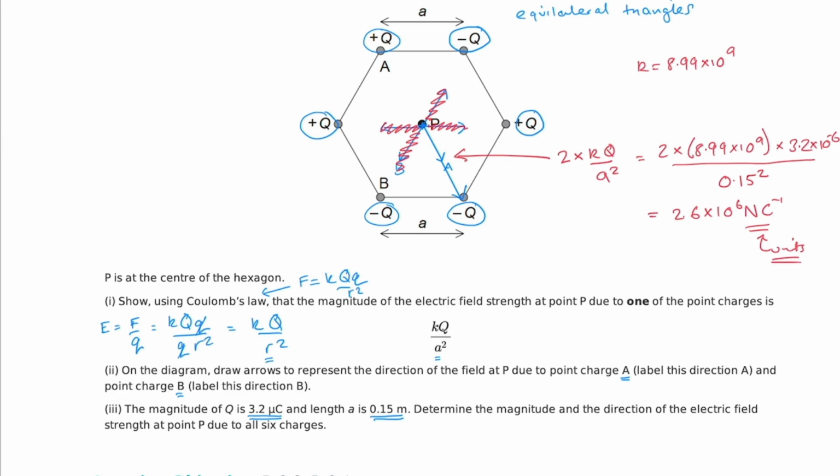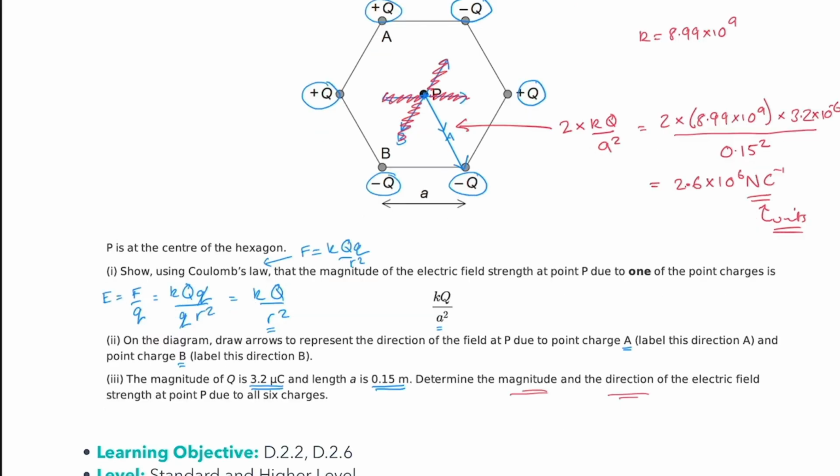So let's remember them. It says the magnitude of Q is there. Determine the magnitude, we've done that, and the direction. So we have to say the direction is towards the bottom right charge. And that's good enough for describing the direction.